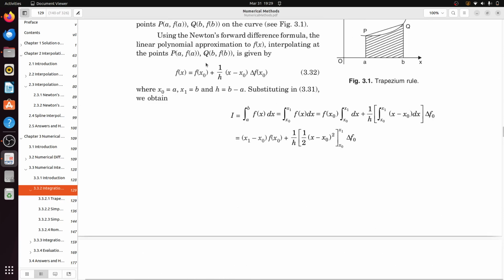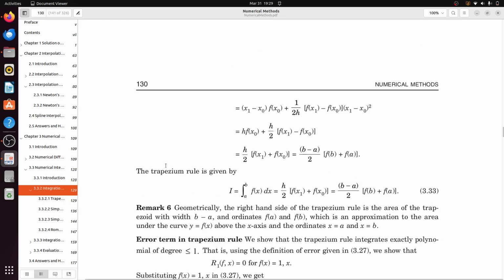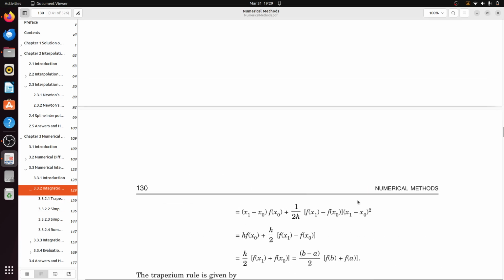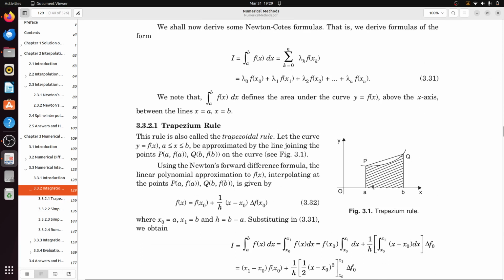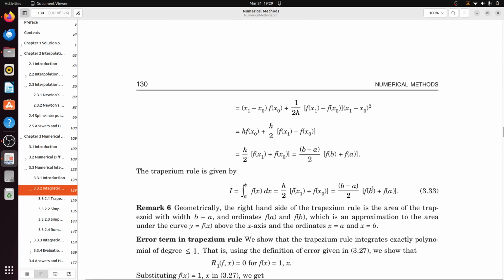Here they have briefly given the method, but we need to remember just the formula. So what is the trapezoidal rule? The integral from a to b of f(x) dx is approximately h by 2, where h is b minus a, so (b minus a) by 2 into (f(b) plus f(a)). That means if your curve is given, you compute f(b) and f(a), compute (b minus a) by 2 and multiply.